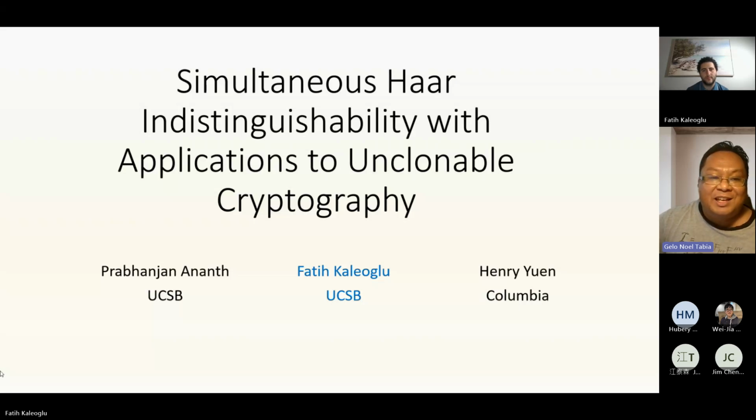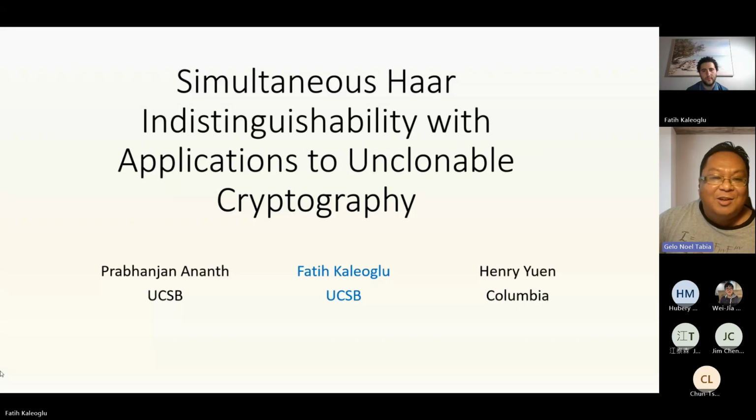Today we have the pleasure of having Fatih Kaleoglu, who will tell us about simultaneous Haar indistinguishability and its applications to unclonable cryptography. Fatih has a math degree from Princeton University, is currently a PhD student at UC Santa Barbara, where his advisor is Prabhanjan Ananth. His main interest is in cryptographic applications of unclonable and pseudorandom quantum objects. In his free time, he likes to spend it with his family, with board games, nature, and music. So Fatih, the floor is yours.